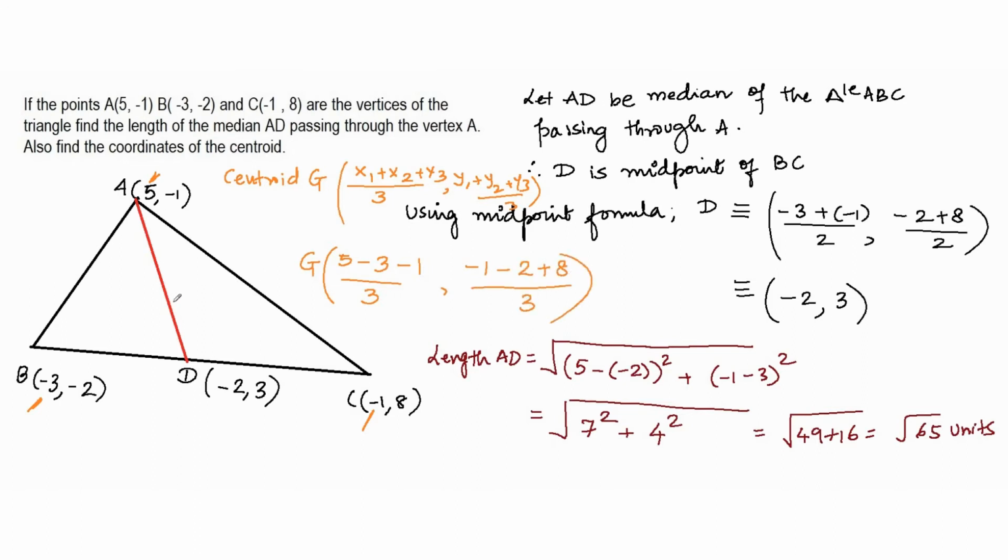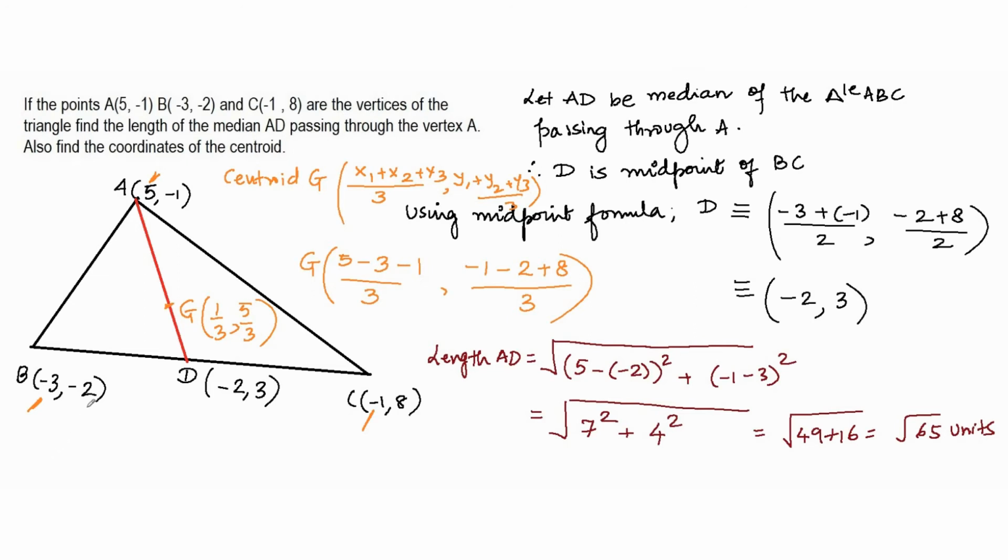And therefore the coordinates of the centroid is going to be 5 minus 3 is 2, 2 minus 1 is 1. So this is 1 by 3, comma, this is going to be 5 by 3. So the coordinates of the centroid are 1 by 3, comma, 5 by 3.